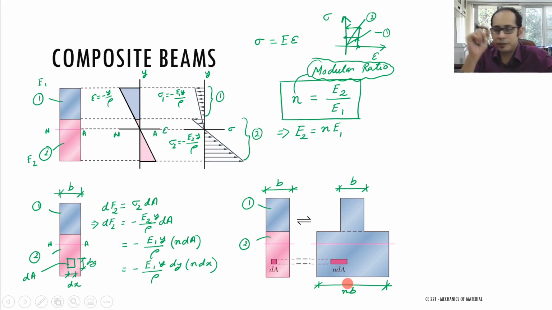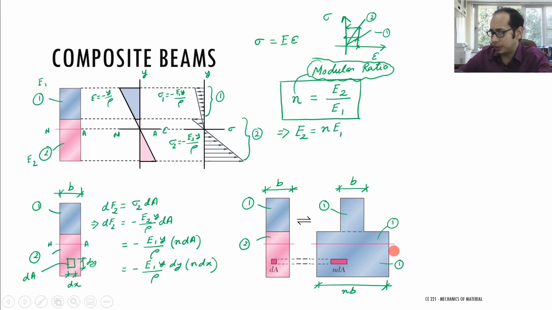And the beauty of this is I have taken a section which was made of two different materials, material 1 and material 2, and transformed it to an equivalent section, the entirety of which is now made of material 1. So the whole thing is made of material 1. Now, what did we gain by transforming this section to material 1?